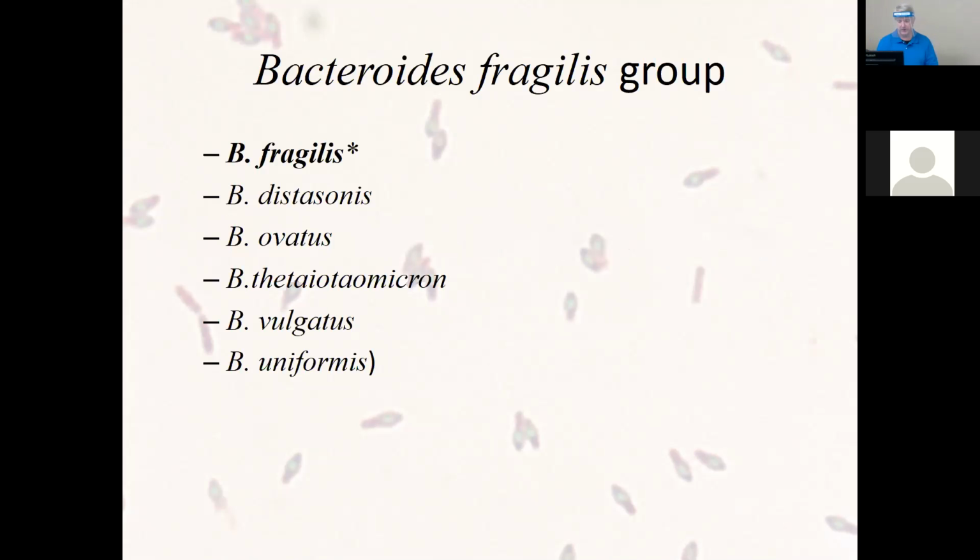So we have Bacteroides distasonis, going with that, distasonis. Ovatus, thetaiotaomicron, how about that one? Vulgatus, uniformis. If you take the top and the bottom, those are the ones I've usually heard of more than anything else. It's usually fragilis and uniformis.